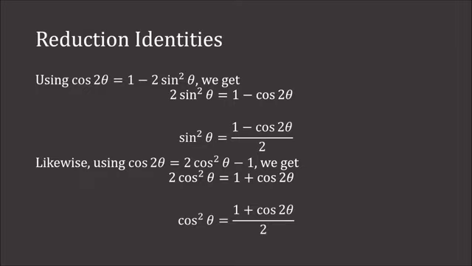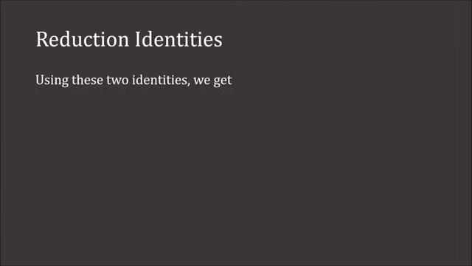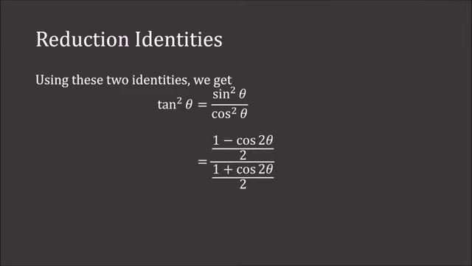Combining these two identities, we can get the reduction identity for tangent. Recall that tangent is sine over cosine, so tangent squared would be sine squared over cosine squared. Now we use the two identities we just derived: 1 minus cosine of 2 theta over 2, all over 1 plus cosine of 2 theta over 2. Those 2's are going to drop out, and we're left with 1 minus cosine of 2 theta over 1 plus cosine of 2 theta. So this would be the reduction identity for tangent.